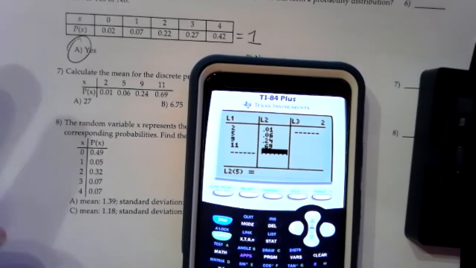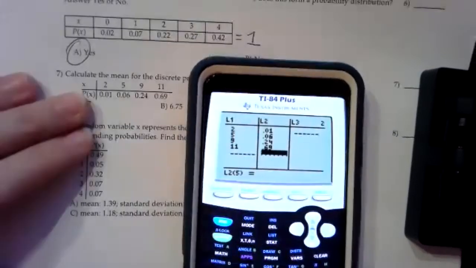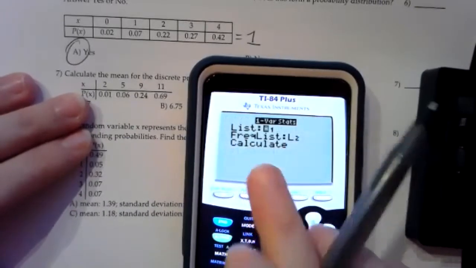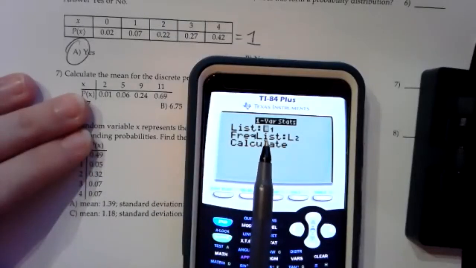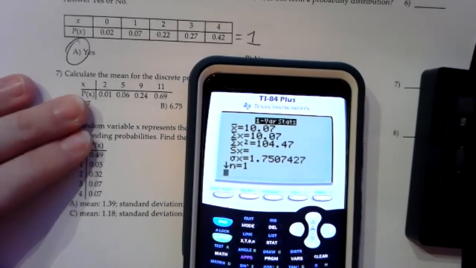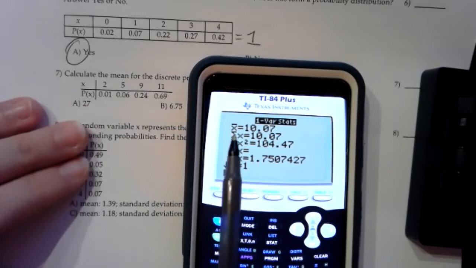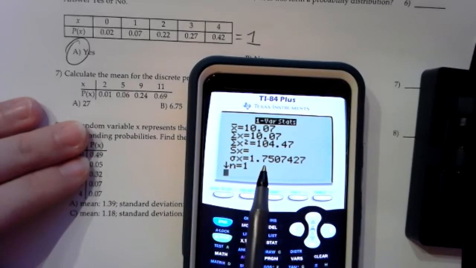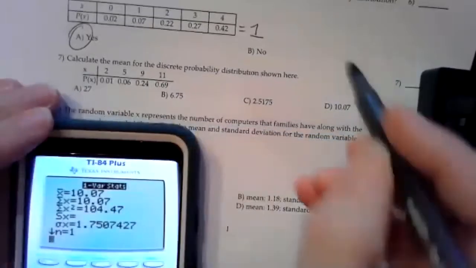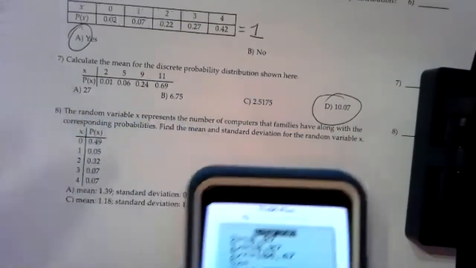Once everything is entered, our X's and our probabilities of our X's, we can go to Stat, Calc, and 1-Var Stats. Because you've got 2 lists you're using, your first list is going to say L1. Your frequency list, which is all the probabilities, is going to be L2. Then let it calculate. So our mean, our X bar, is 10.07, and our standard deviation is 1.75. On this one, it specifically asked for the mean, so that's 10.07. That would be D on number 7.